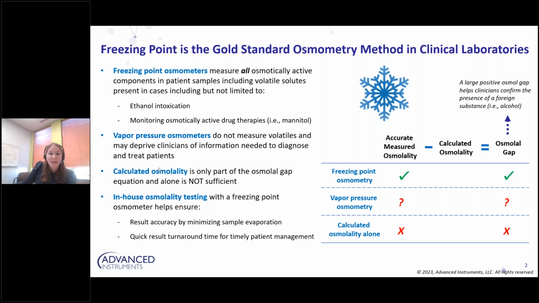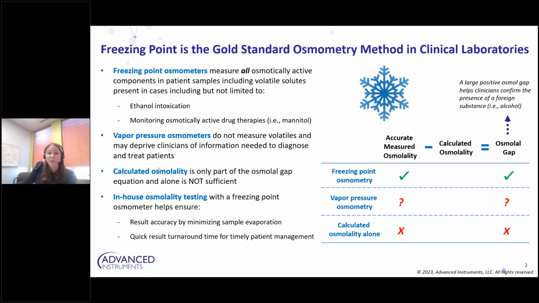Another use case may be that a patient has suffered trauma and they have cerebral edema, and the physician wants to administer an osmotically active drug therapy like mannitol, a sugar alcohol. It's really critical that freezing point osmometry is the device being used in the lab, because volatiles and alcohols interfere with another osmometry method called vapor pressure osmometry. So it's really critical for the method to be freezing point.